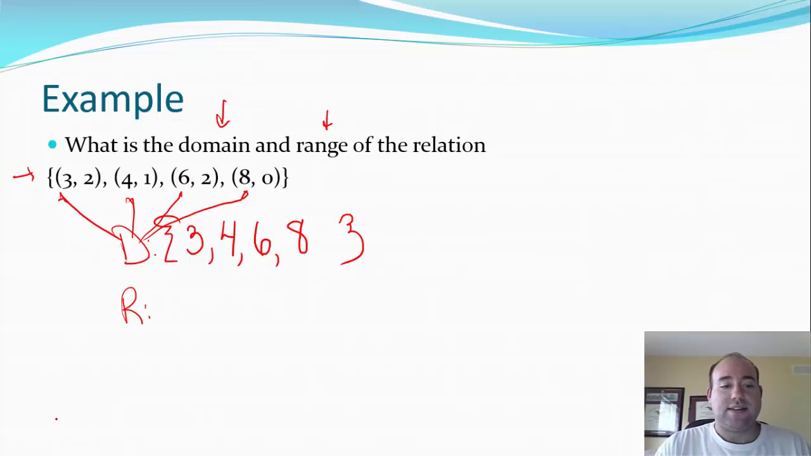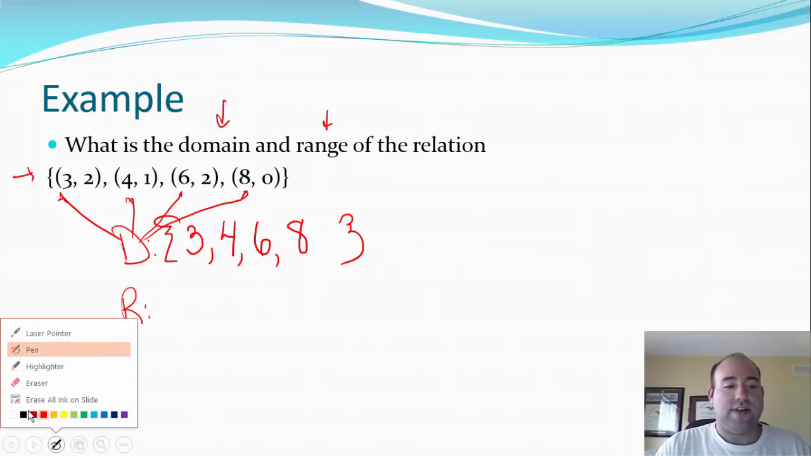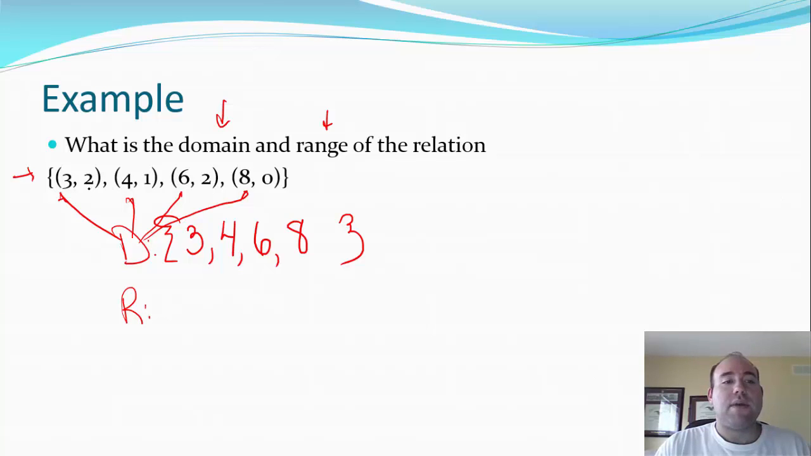Now to get the range, and I'm going to switch colors to do that. To get my range, I just look at the other numbers, the y values. So we have a 2, and we have a 1. Now we already wrote 2 in the list, so I don't have to write it again. And then a 0. So the red set is my domain, the black set is my range.